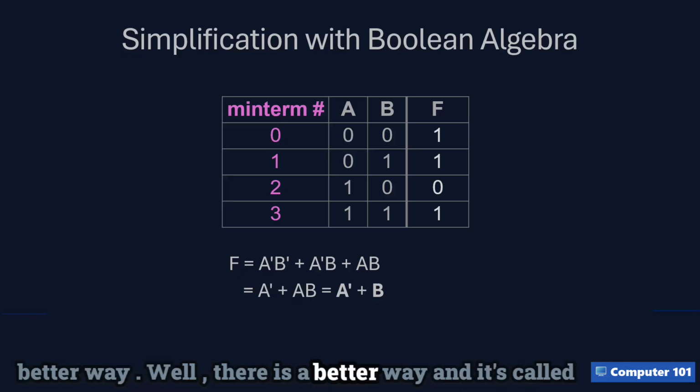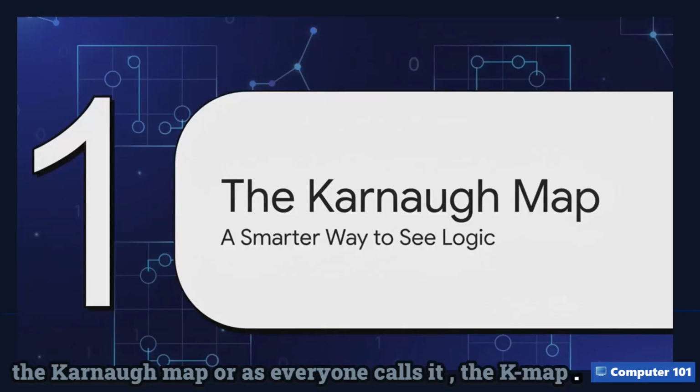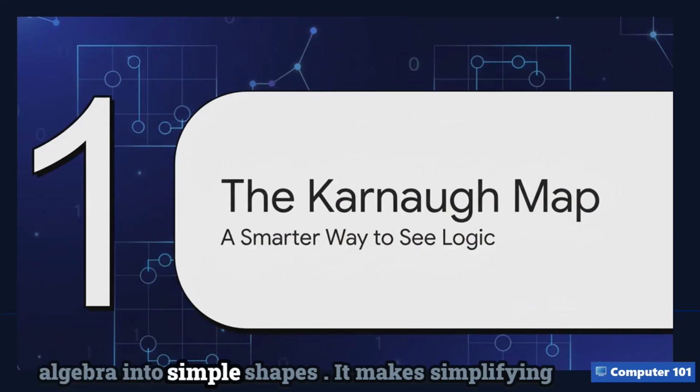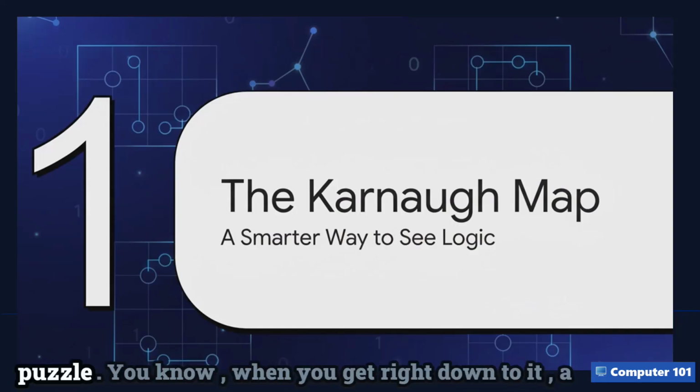Well, there is a better way, and it's called the Karnaugh map, or as everyone calls it, the K-Map. This thing is so cool. It basically turns all that messy algebra into simple shapes. It makes simplifying logic feel less like math and more like solving a puzzle.